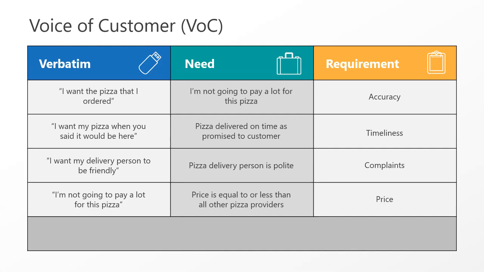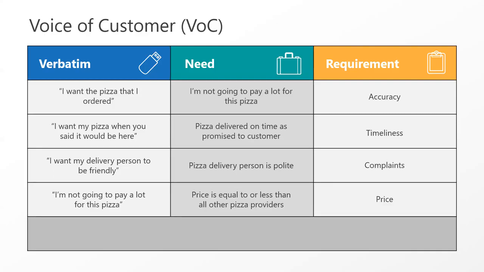Now what the system caught, and what do we need for analysis, right? Some of the customers will write, I want the pizza to be ordered. Somebody will write, I want my pizza when you said it would be here, right? Next, somebody will say, I want my delivery person to be friendly, right? But what does the VOC system want? It wants pizza delivery person is polite, right? Pizza delivered on time as promised to the customer. Now this is the need, right? So your timeliness, your complaints, your pricing, your accuracy, all are very much important when you assess that.